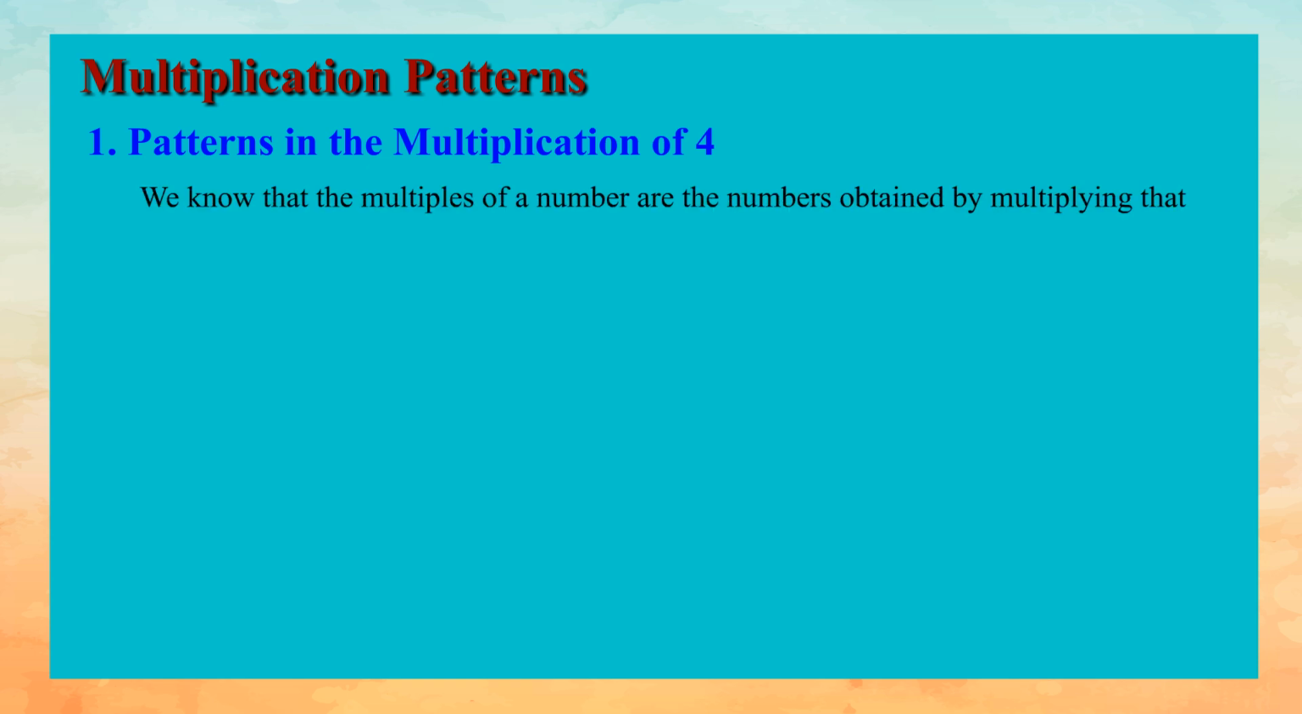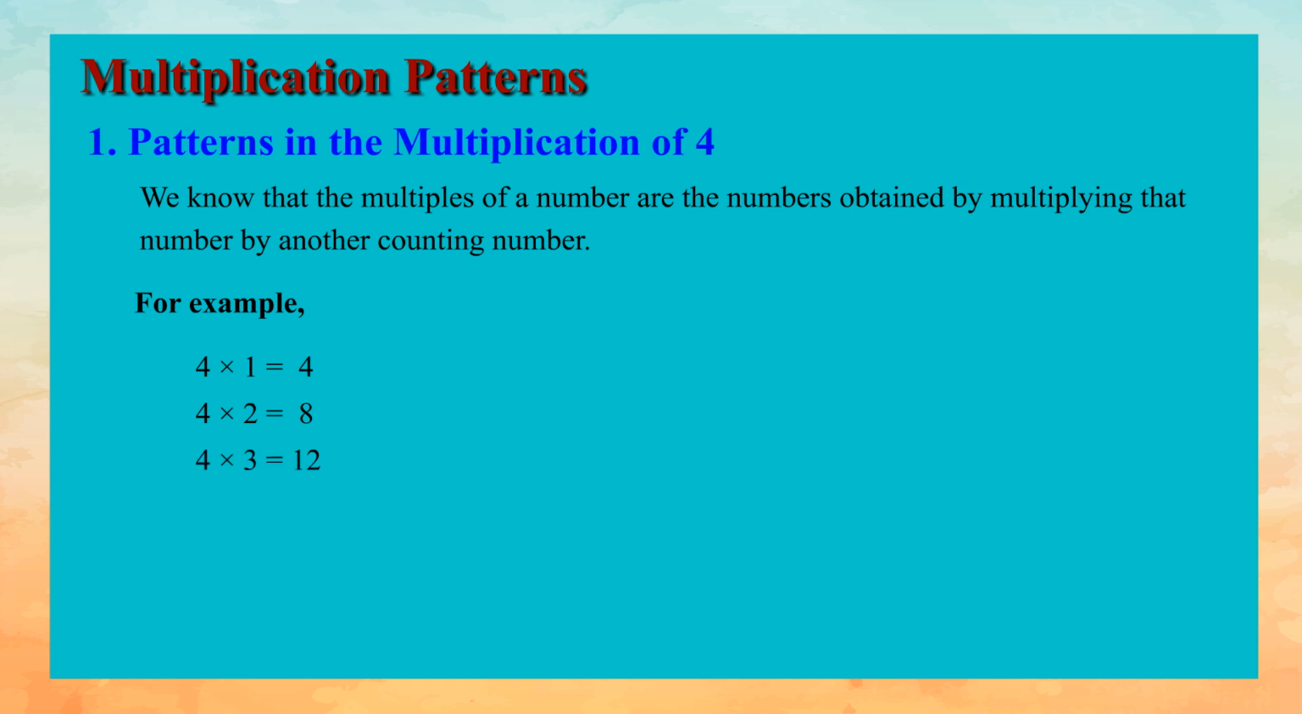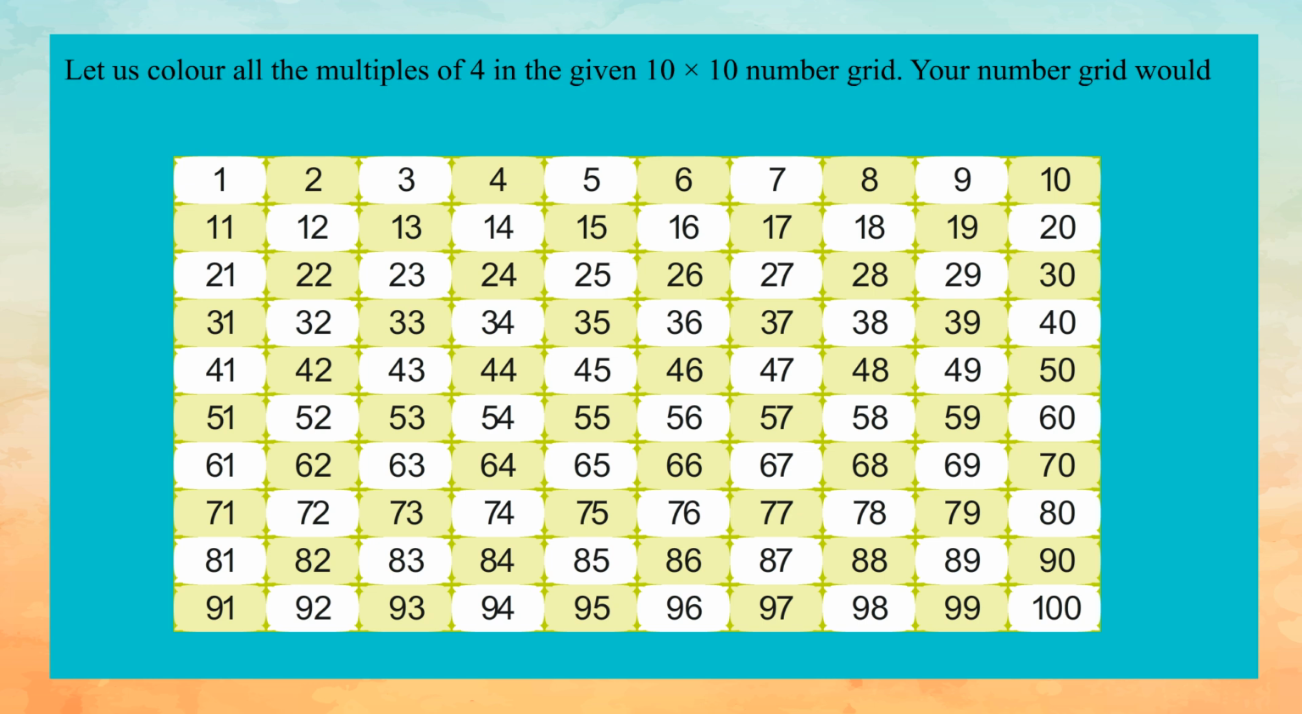Multiplication patterns. 1. Patterns in the multiplication of 4. We know that the multiples of a number are the numbers obtained by multiplying that number by another counting number. For example, 4 multiply 1 equals 4, 4 multiply 2 equals 8, 4 multiply 3 equals 12, 4 multiply 4 equals 16. Let us color all the multiples of 4 in the given 10 multiply 10 number grid. Your number grid would look like this.